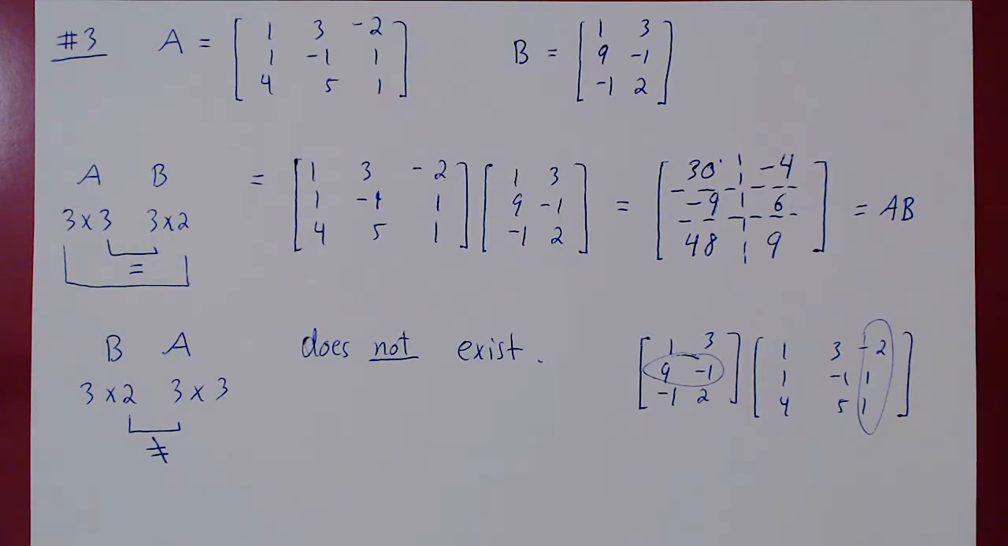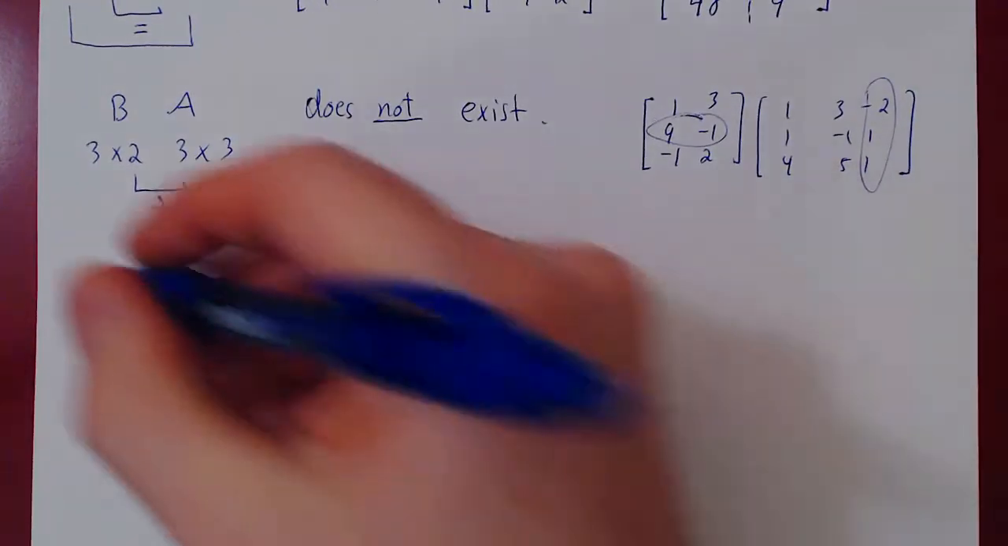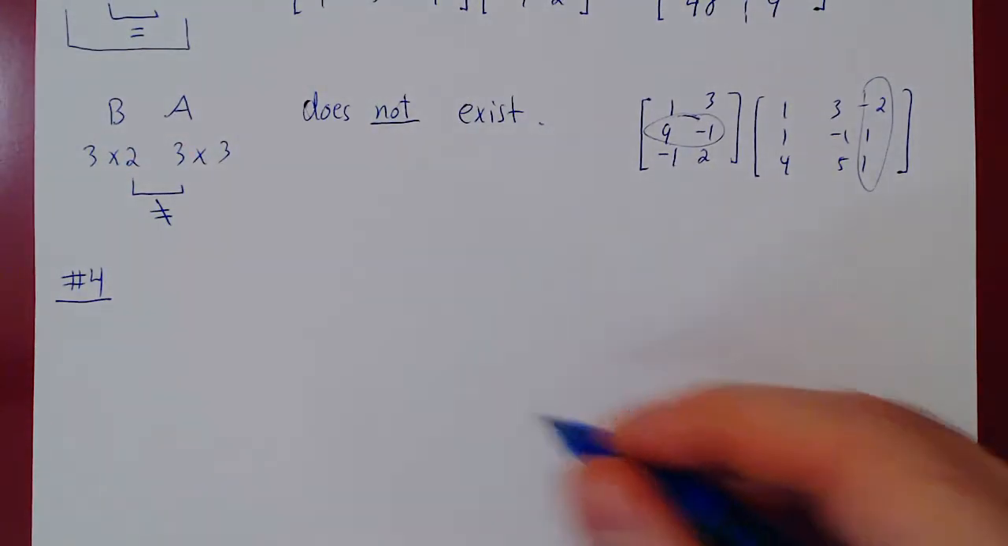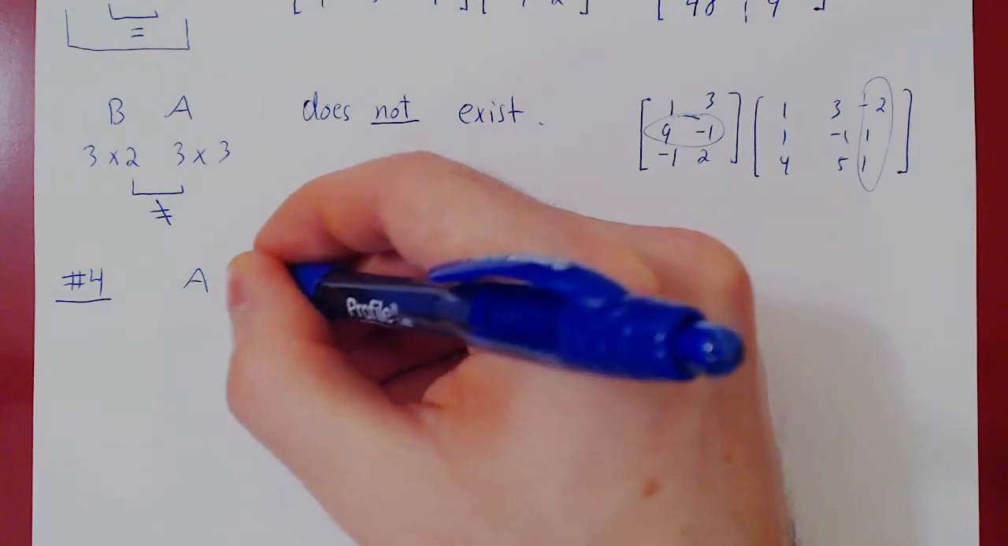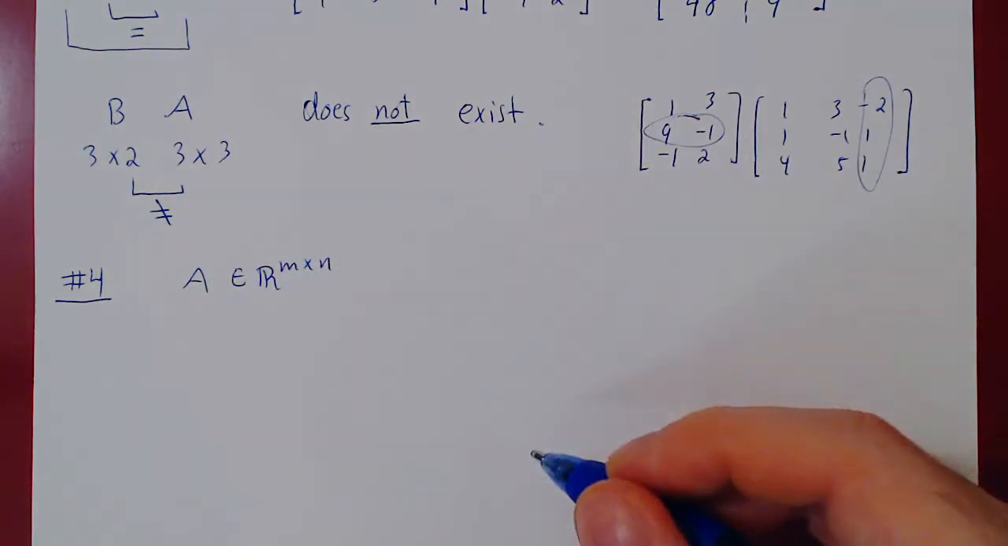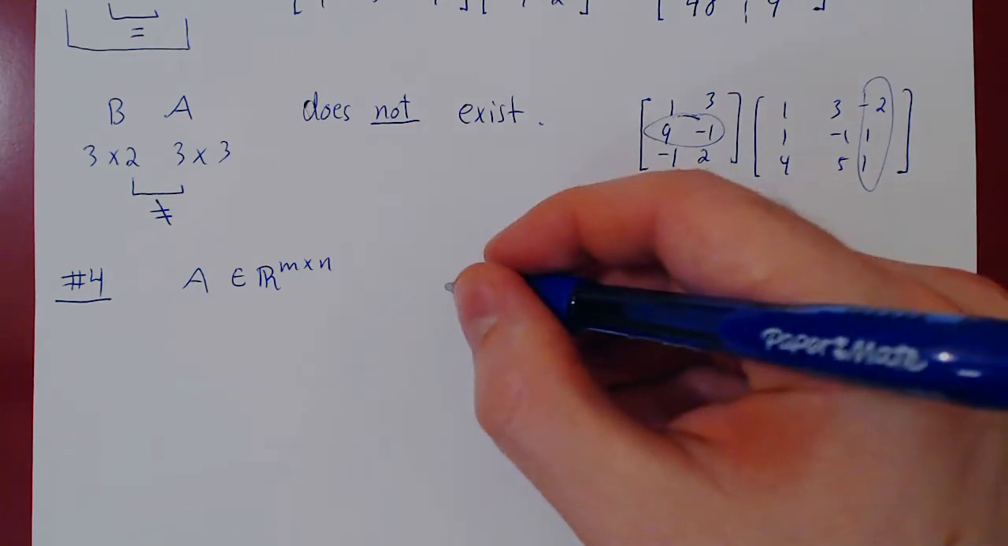One last little example, and this is something that is very natural. You could ask, well, can we take, let's say, powers of a matrix? Can we multiply a matrix with itself? Well, let's see. What if we take A to be a rectangular M by N matrix, and we ask, can we perform A times A?